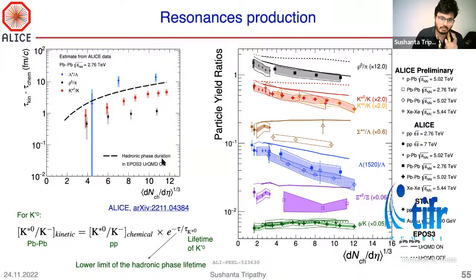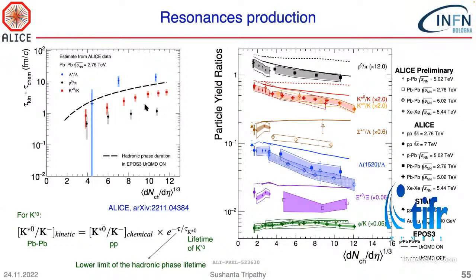And in the models, for example, EPOS 3, where UrQMD is used for the hadronic scattering, this also gives values very close to what we get from the resonances. Thank you.